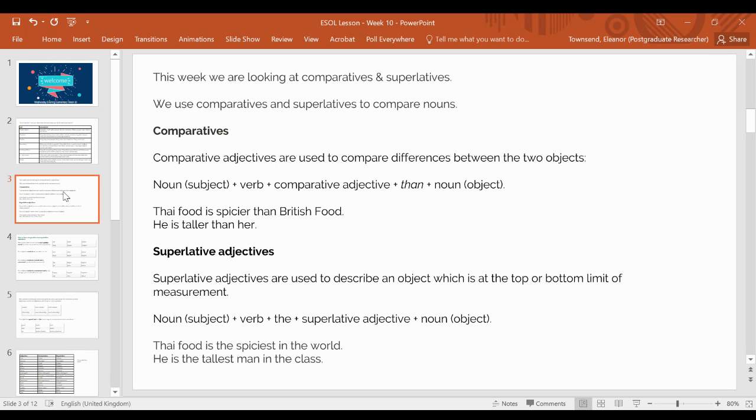Superlative adjectives are used to describe an object which is at the top or bottom limit of measurement. So the most, something which is the most popular, the spiciest, the tallest. Here, you need to remember to put the before the adjective. Thai food is the spiciest in the world. He is the tallest man in the class.